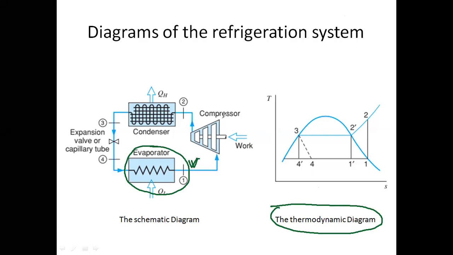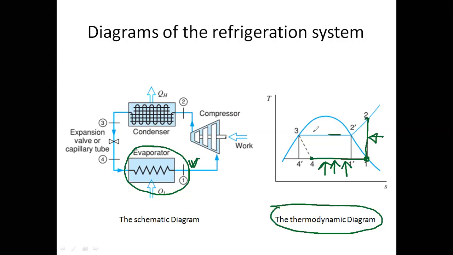Now after that we have the compressor. So here from 4 to 1, we have the evaporation process where heat is absorbed from the refrigerated space. After that 1 to 2 is isentropic compression. In the isentropic compression, the work is supplied to the compressor so that the pressure can be increased from 1 to 2, that is from the evaporator pressure up to the condenser pressure.